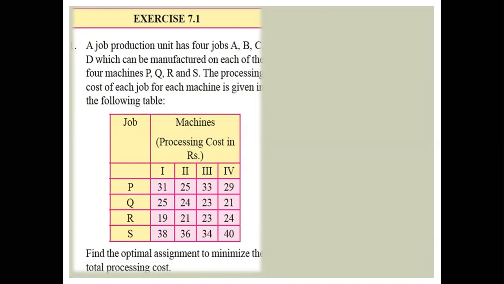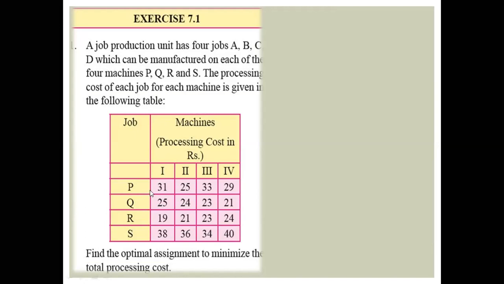Moving on to the second condition, my objective function. The objective function which I will be finding is to minimize the total processing cost. So let us see, my 2 basic conditions are satisfied. So I'll start with step number 1, which is to identify minimum numbers from each row.